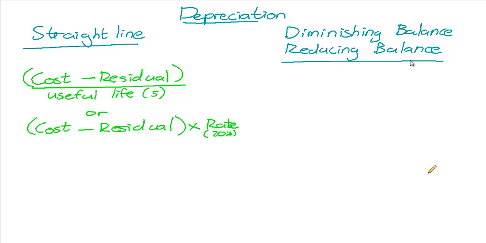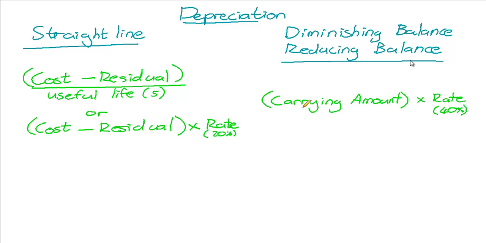On the diminishing balance method, however, I'm not going to use the cost, but I'm going to use the carrying amount, and I'm going to multiply the carrying amount by the rate that I have been given, which will oftentimes, if I've got a useful life of 5 years, a rate of 20%, this rate here would probably be 40% in order to account for the larger depreciation at the beginning of the asset's useful life.